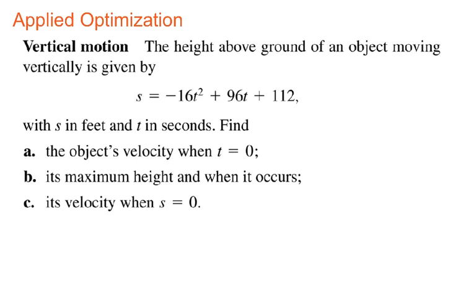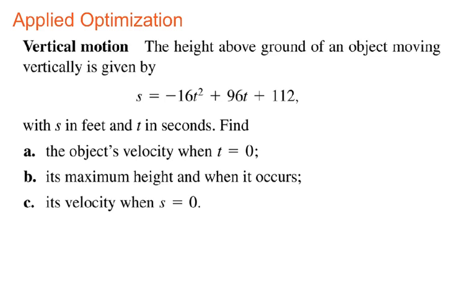The height above the ground of an object moving vertically is given by S equals negative 16t squared plus 96t plus 112, with S being measured in feet and t being measured in seconds. So S is my position function. It represents the distance or place of this object at time t.